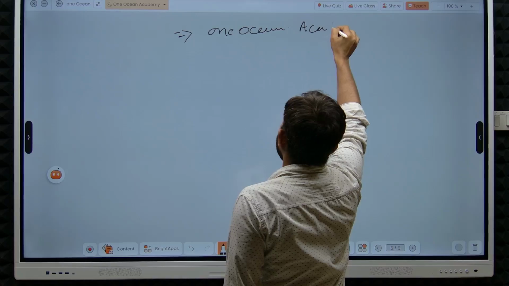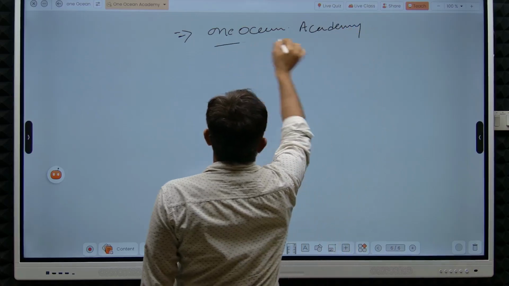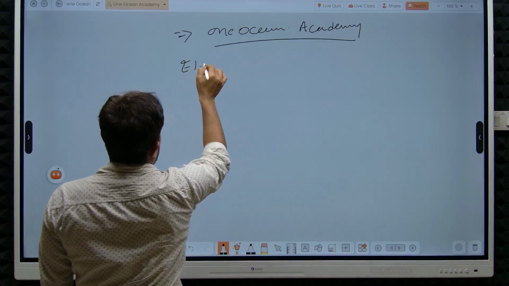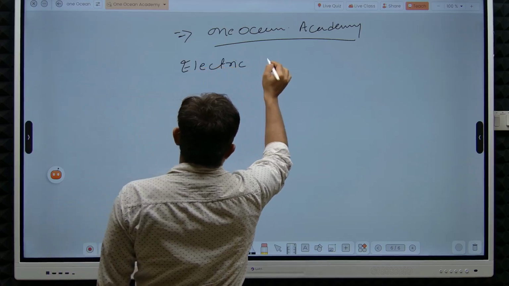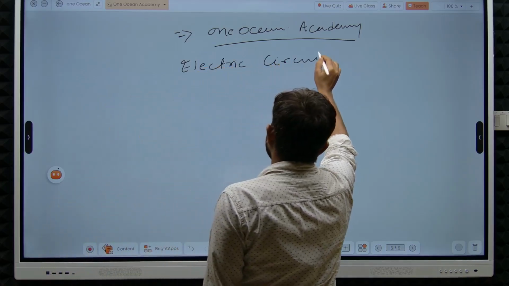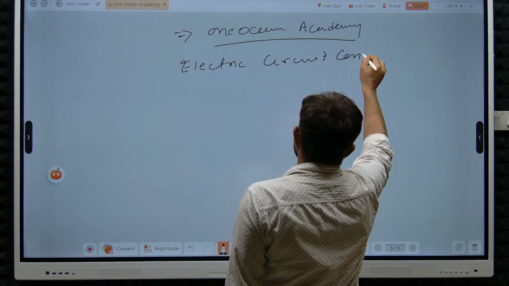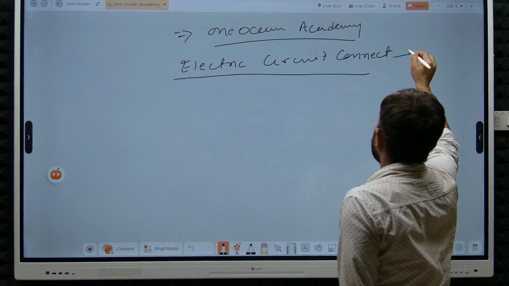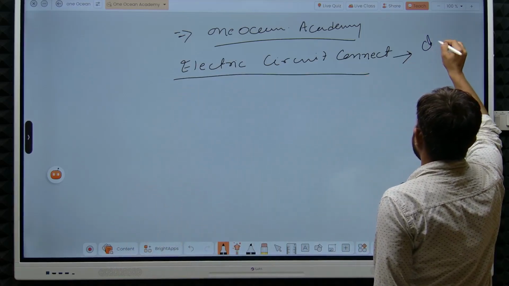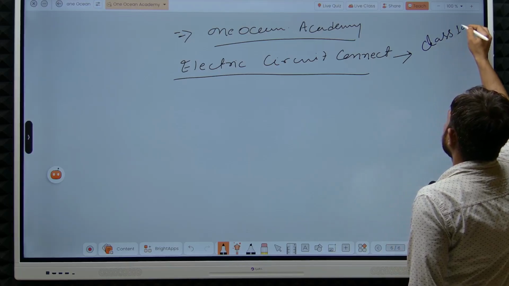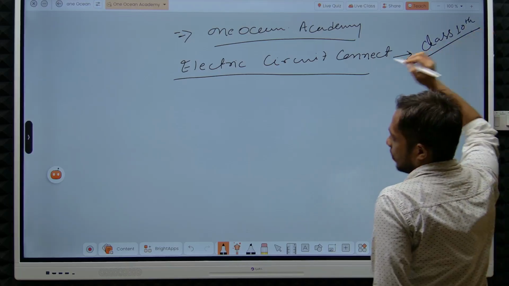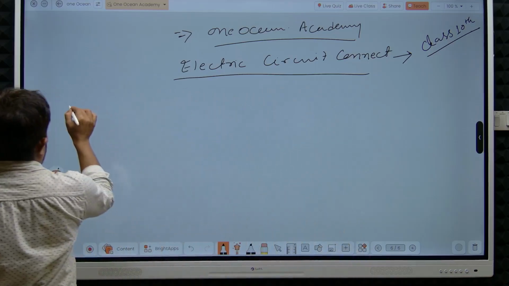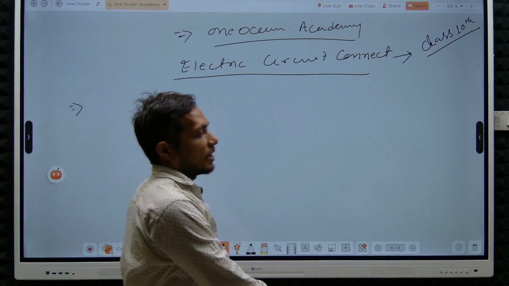Today we will read electric circuit connection. This is the class 10 topic. Now we will start the circuit connection.